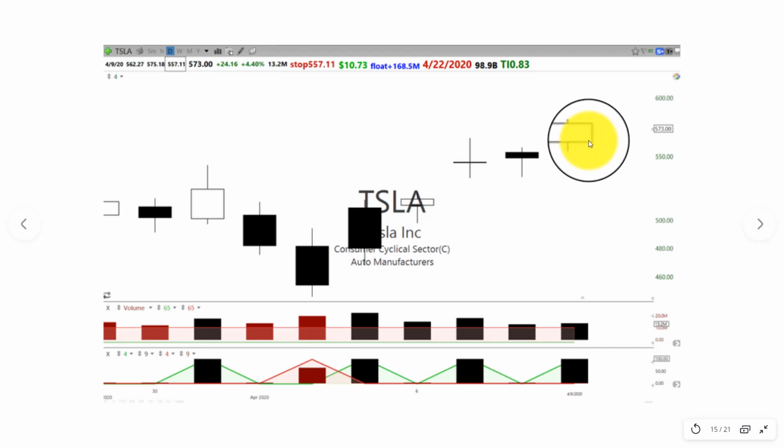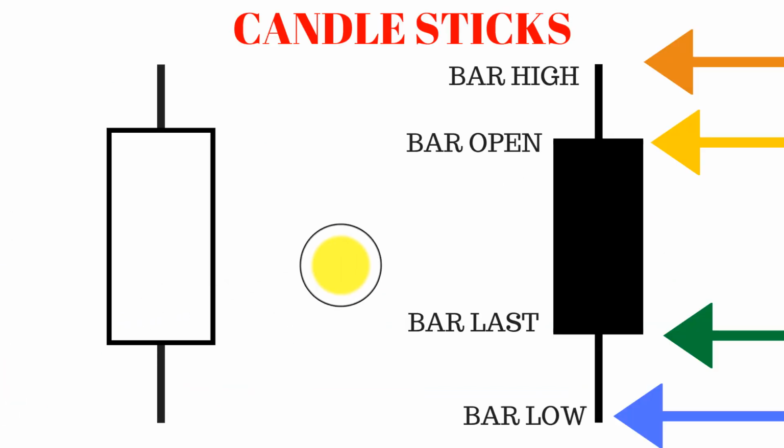Now let's say you bought 100 shares of Tesla. In this one trade, you would be able to make $1,073. When the bar is black, it tells us that it opened at a higher price than when it closed. So the top of the box is your opening price, and the bottom of your box is your closing price.